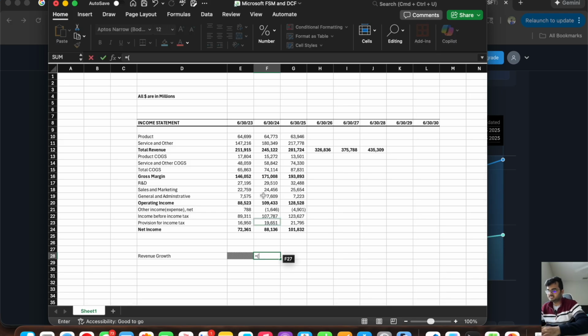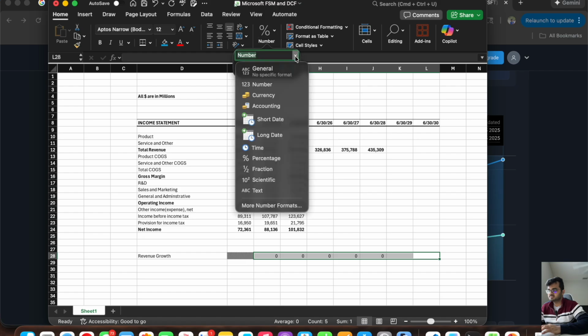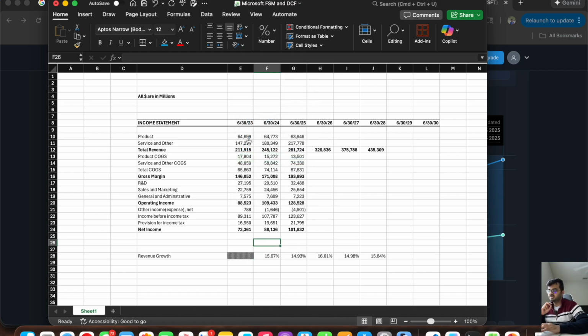Then here I will just start doing what is the revenue growth percentage. And we'll just do this, and I want this row as a percentage because this is not a number, this is a percentage. So from 2023 to 2024, the revenue has increased by 15%. Then 2024 to 2025, 15%. For a company with the scale of Microsoft, 15% revenue growth for the last 2 years is magnificent.